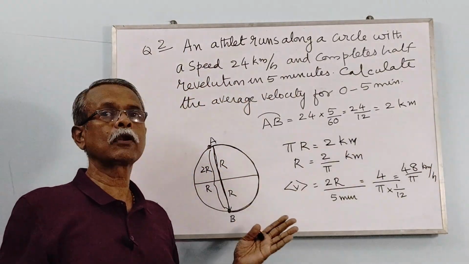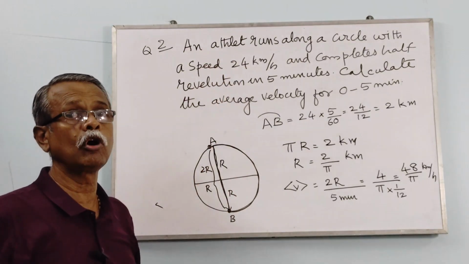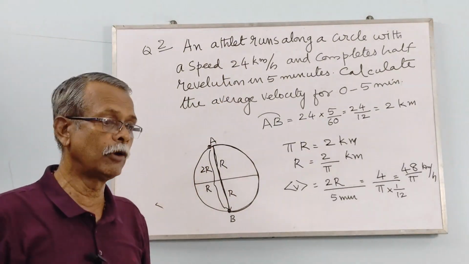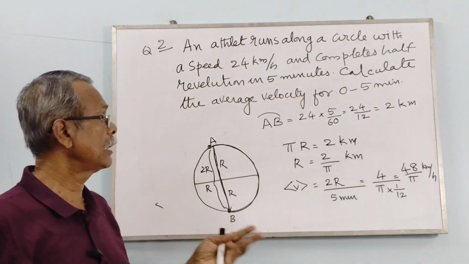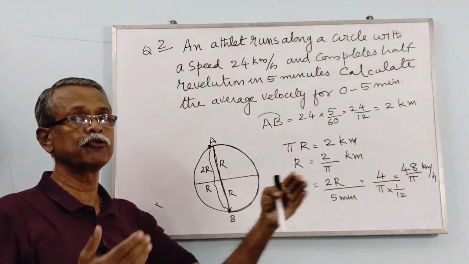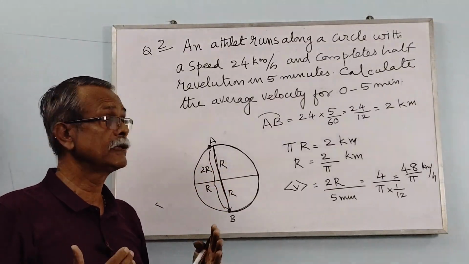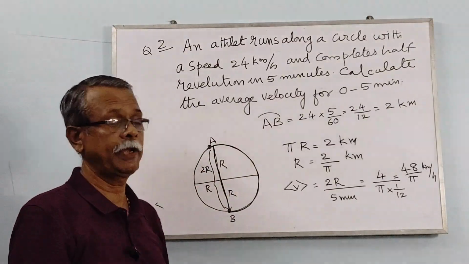We don't need to calculate the average speed because average speed is given. 24 kilometer per hour, it is moving with a uniform speed. It is given, therefore we need to calculate only this, and 48 divided by pi is smaller than 24 kilometer per hour because it changes the direction.